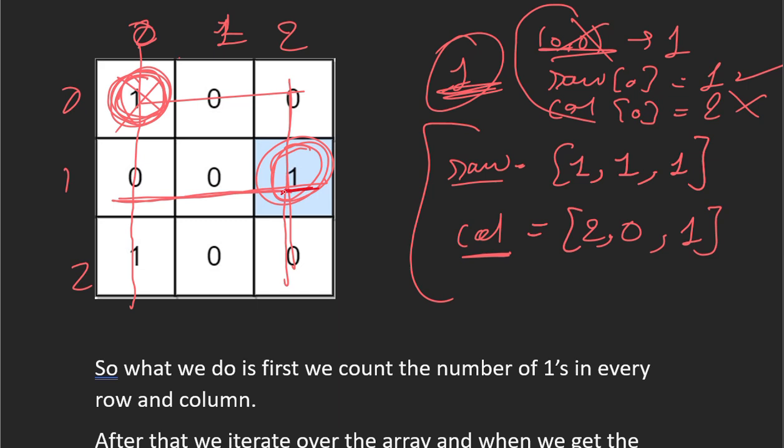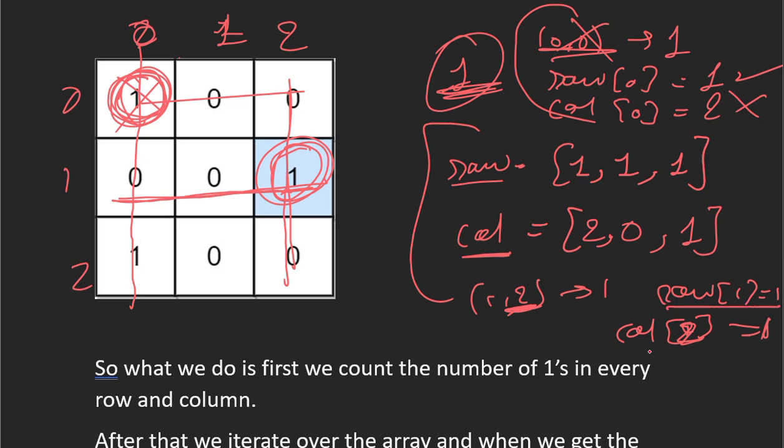Then we move to this element, that is 1 comma 2. At 1 comma 2 also the element is 1. Then the row count of 1 is 1, and the column, sorry, column 2 because the index is 2, the count of column 2 is also 1. So both row and column have the count of number of ones as 1 only. So yes, this is a special position, right?